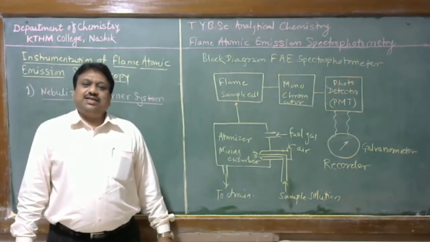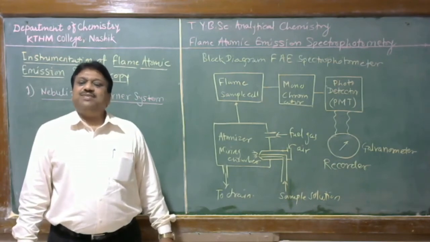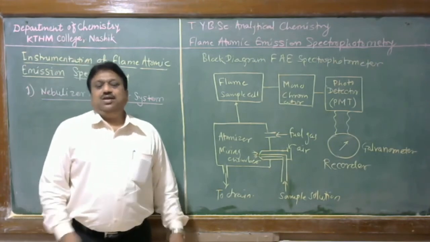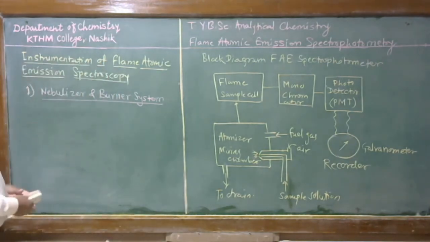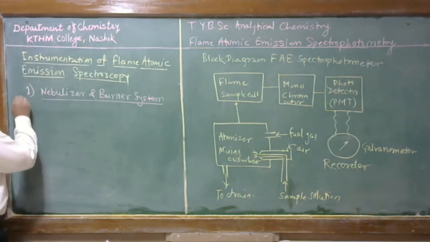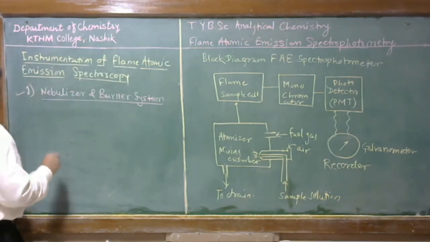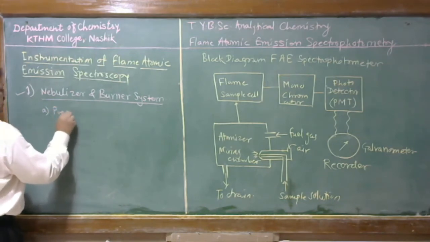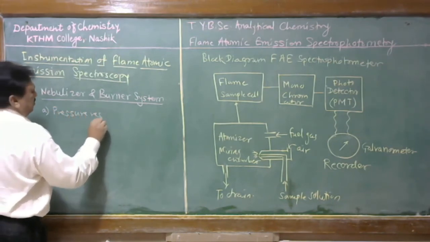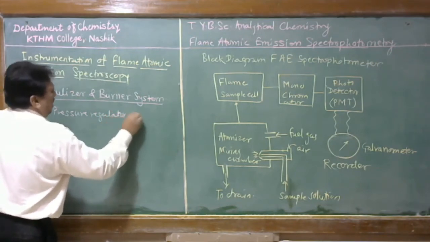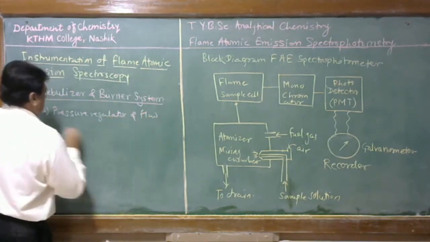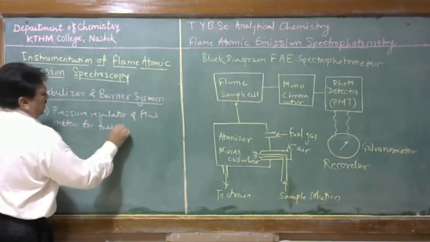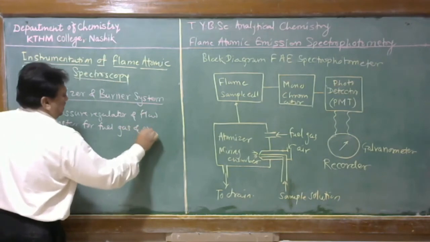We discuss in detail the instrumentation of flame emission spectroscopy or flame atomic emission spectroscopy. The first component of flame atomic emission spectroscopy is the nebulizer and burner system. For this purpose, there is a requirement of a pressure regulator and flow meter for fuel gas and oxygen.